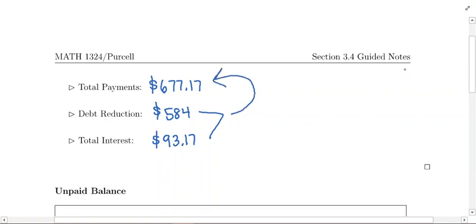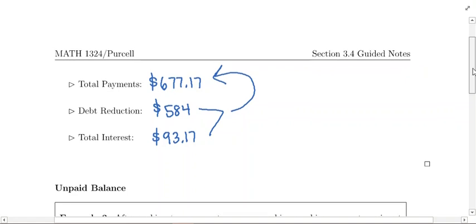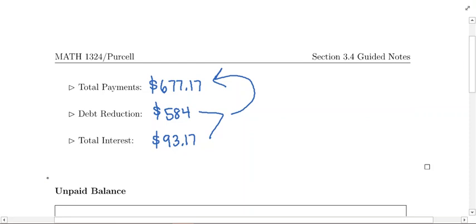All right, so now we're still going to stay on the washing machine example, but we're going to talk about the concept of unpaid balance next.